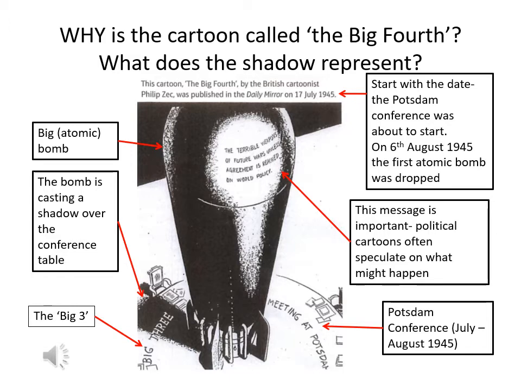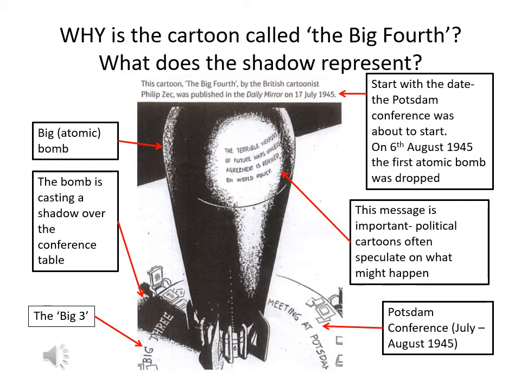The cartoon contains an important message written onto this massive atomic bomb that we can see: the terrible weapons of future wars unless agreement is reached on world policy. So this is the cartoonist speculating on what may happen if agreement isn't reached at Potsdam. And this cartoon is all about the Potsdam Conference.